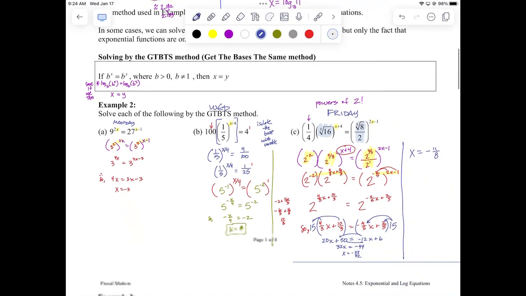All right, any questions on the GTBTS method? Does the GTBTS method always work?